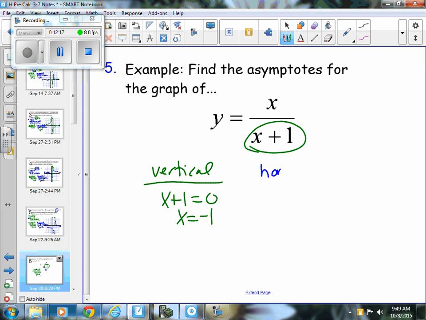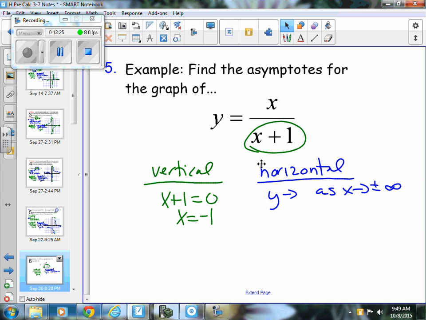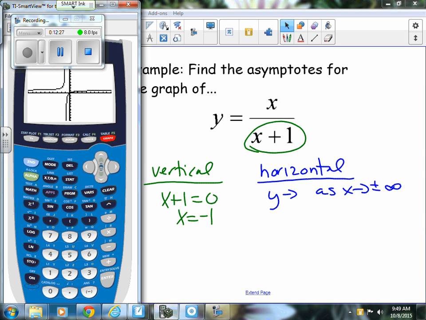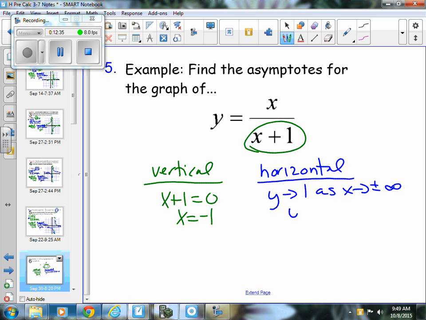All right, let's talk horizontal for a second. Horizontal asymptote, what is y approaching as x approaches plus or minus infinity? Well, as I said before, when we look on the graph, it kind of looks like it's going towards 1. You could trace, you could do a table, but it sure looks like it's going towards 1, which means my horizontal asymptote then would be y equals 1.